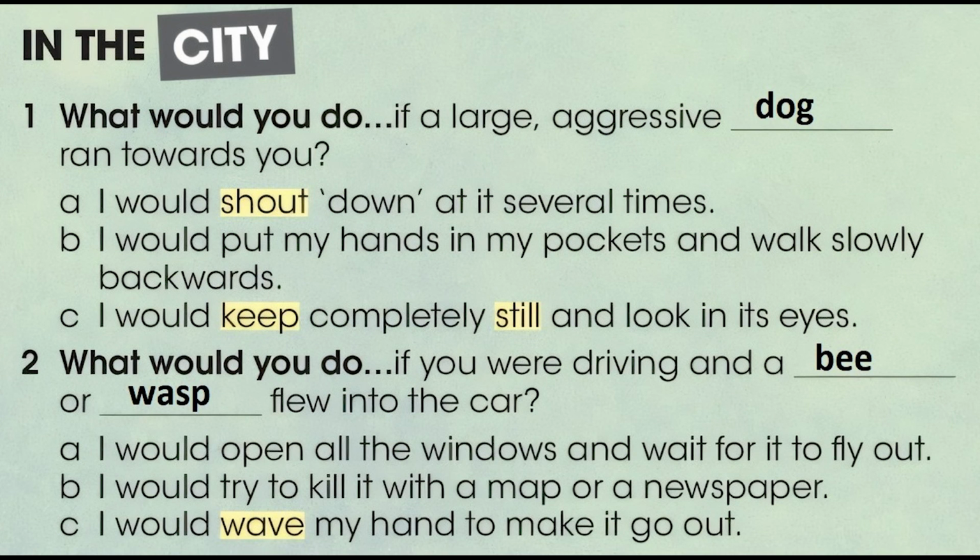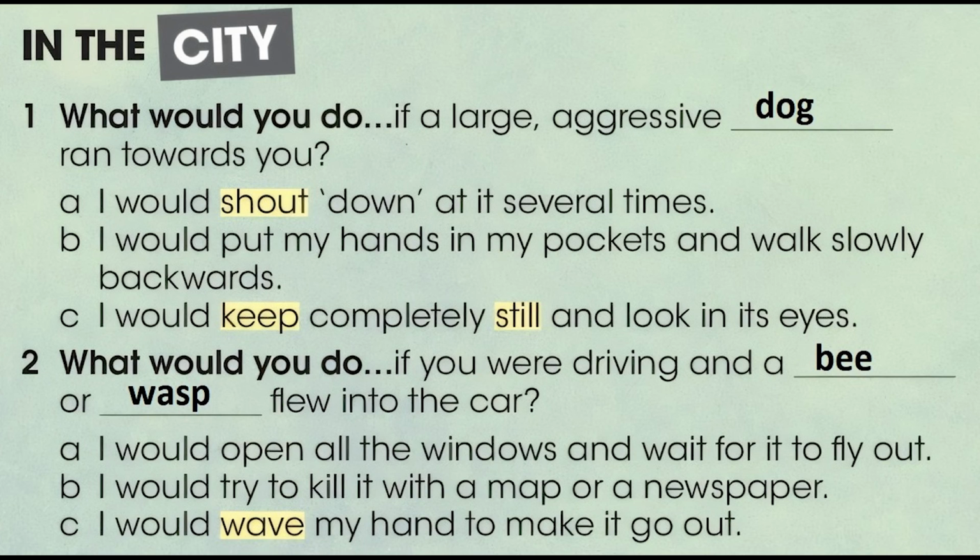Let's do the quiz. In the city. Number 1. What would you do if a large aggressive dog ran towards you? A. I would shout down at it several times. B. I would put my hands in my pockets and walk slowly backwards. C. I would keep completely still and look in its eyes.